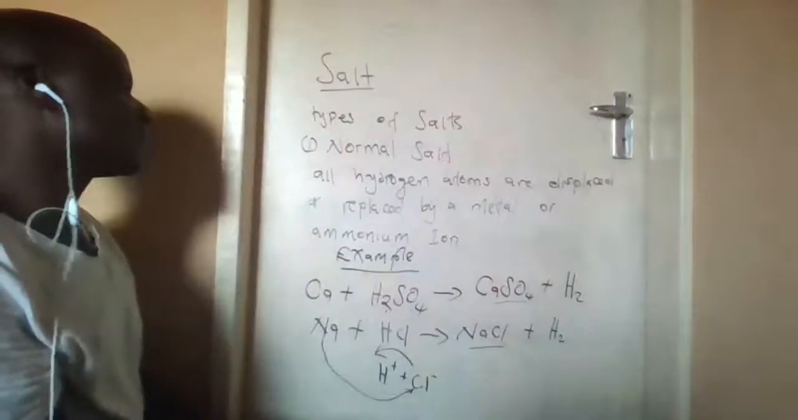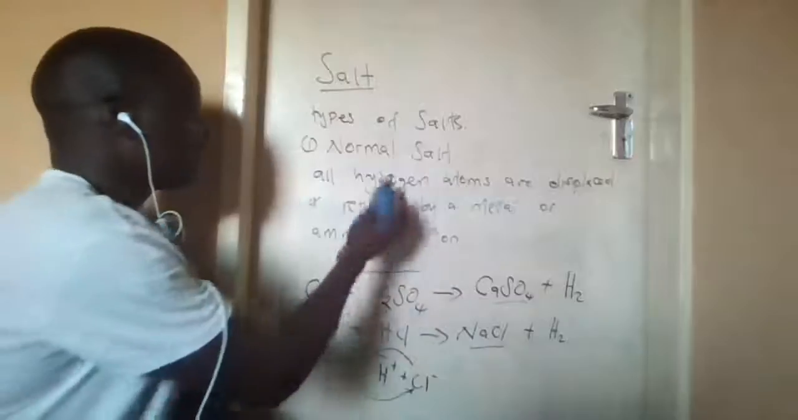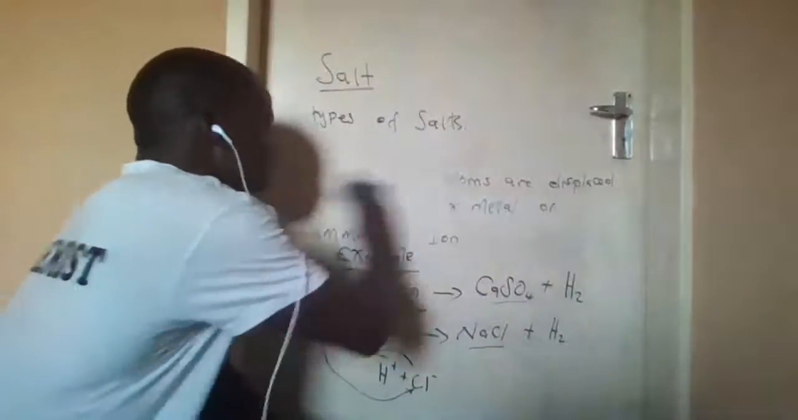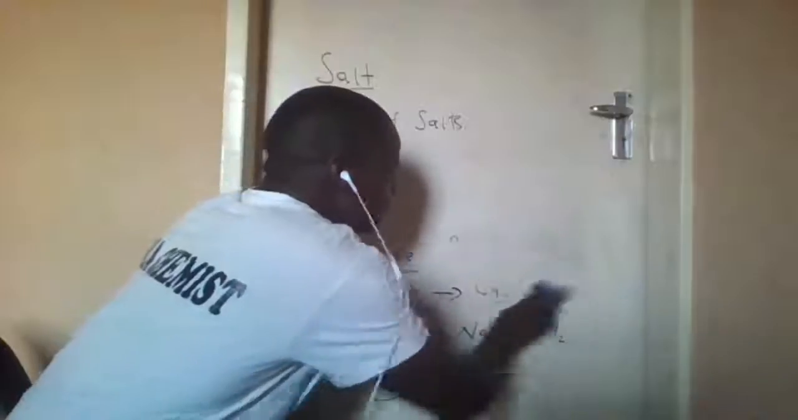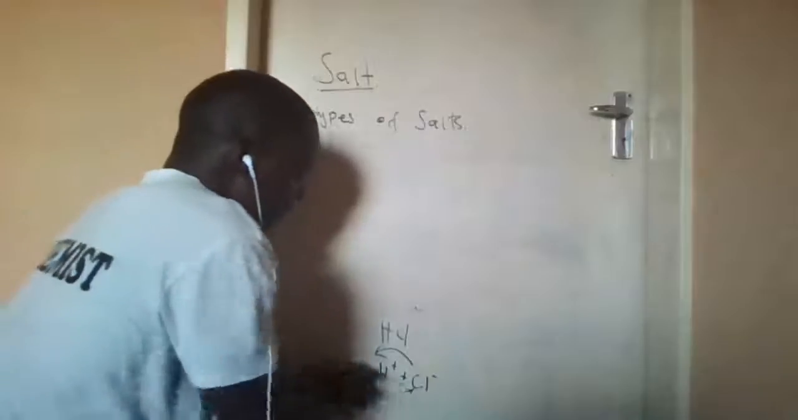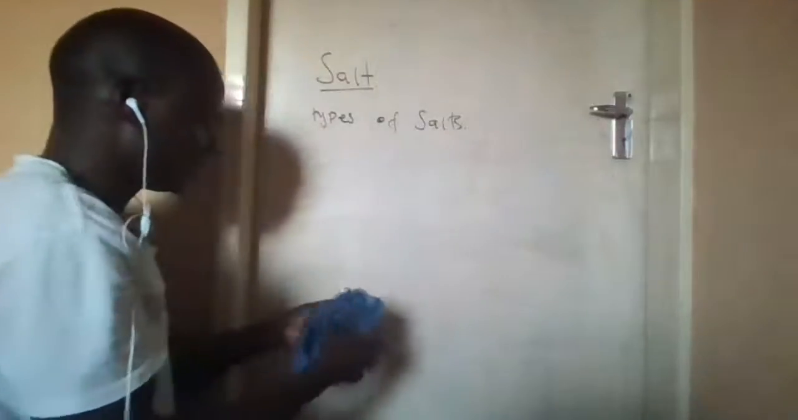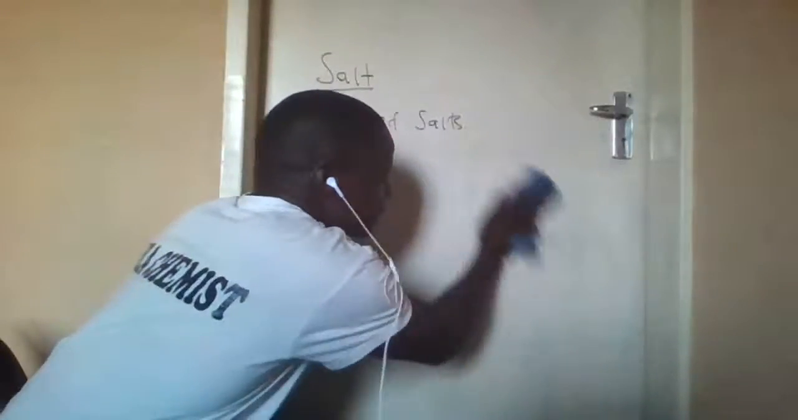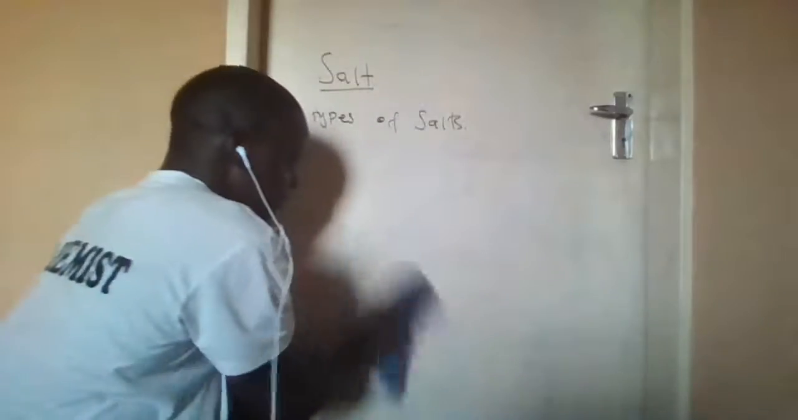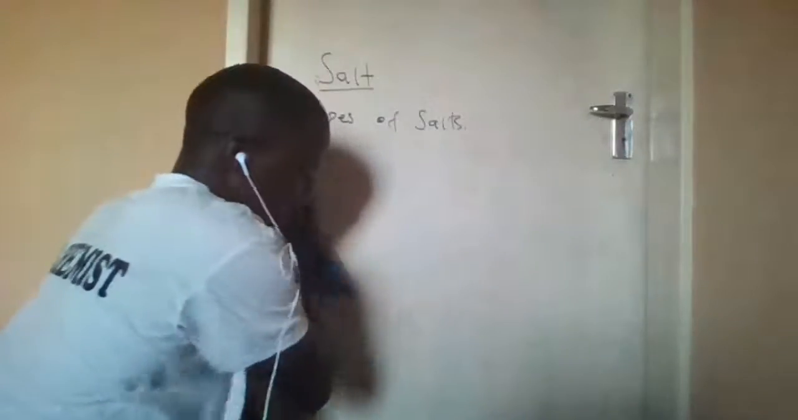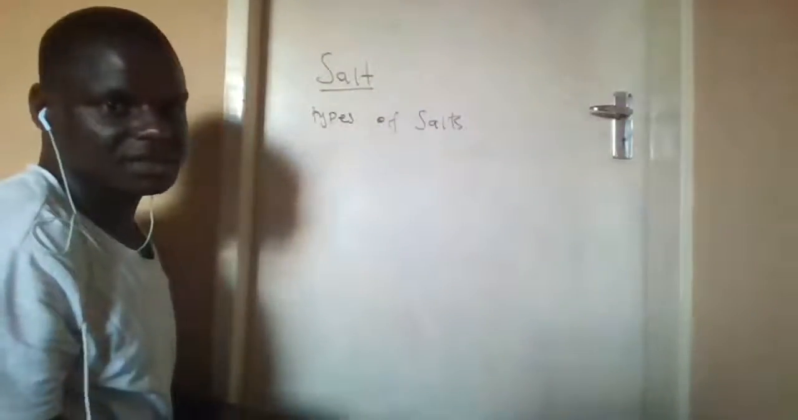Then, having looked at this, let's also look at the other type of salts. This one is a little bit different, because some of the hydrogen atoms remain within the salt. So the first one was a normal salt. The other one is an acidic salt.